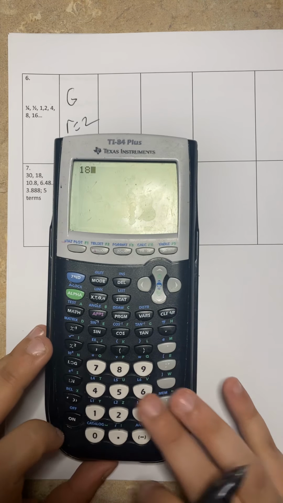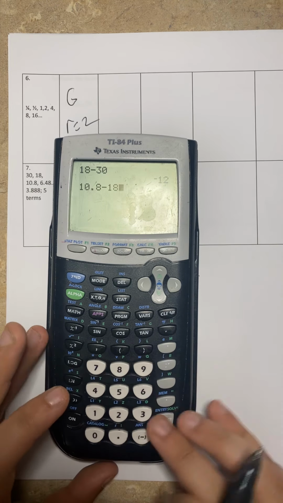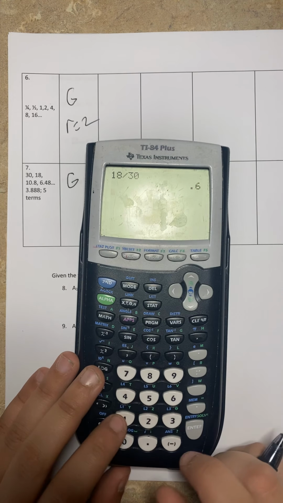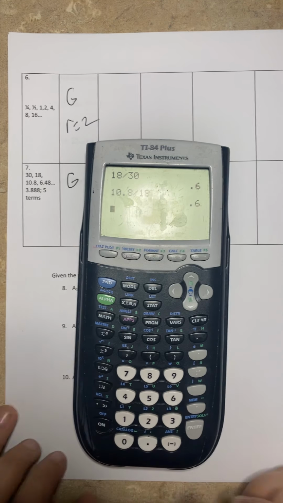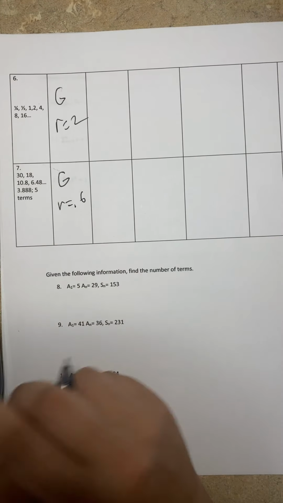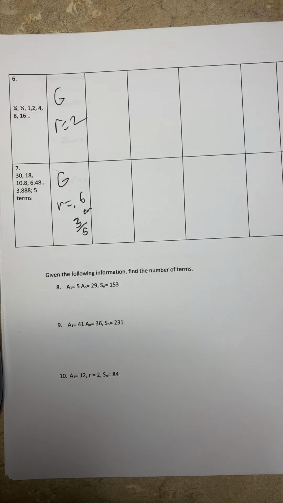All right, and then our last one, we do 18 minus 30, and 10.8 minus 18, which is not the same number, so that means it's geometric. And we do 18 divided by 30, and then 10.8 divided by 18, which constantly gives me 0.6. So my ratio is 0.6 or 3/5. Either one is the same thing. You can use the fraction or you can use the decimal. Okay, I'm going to come back and start filling out the second column.